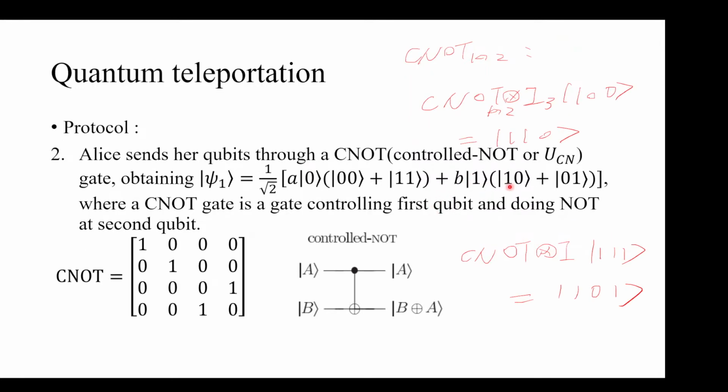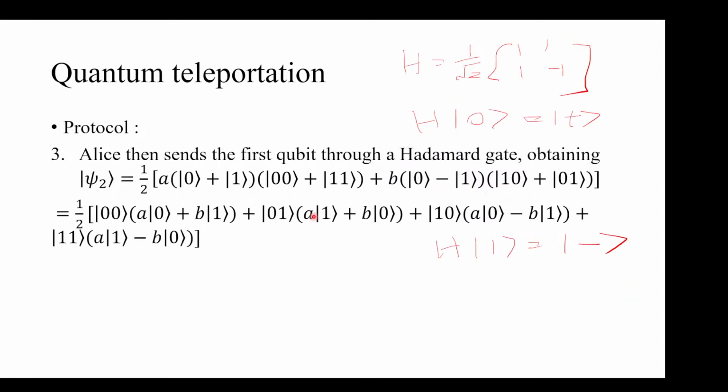Sorry, the 1 becomes a minus state, so this is 0 minus 1, and we change the normalization. Okay, so phi 2 is just changing here to 0 plus 1, here to 0 minus 1, and here it is still 0 0 plus 1 1, here it is still 1 0 plus 0 1. And then we just multiply by everything.